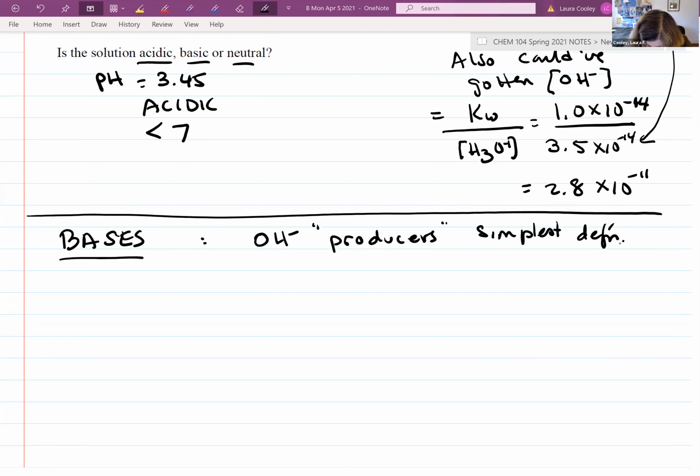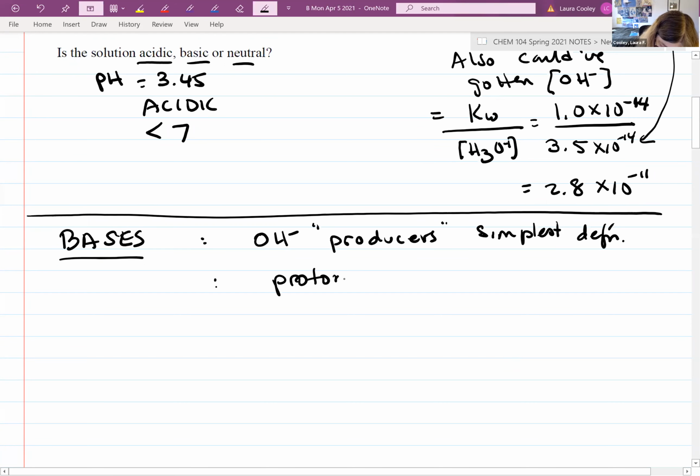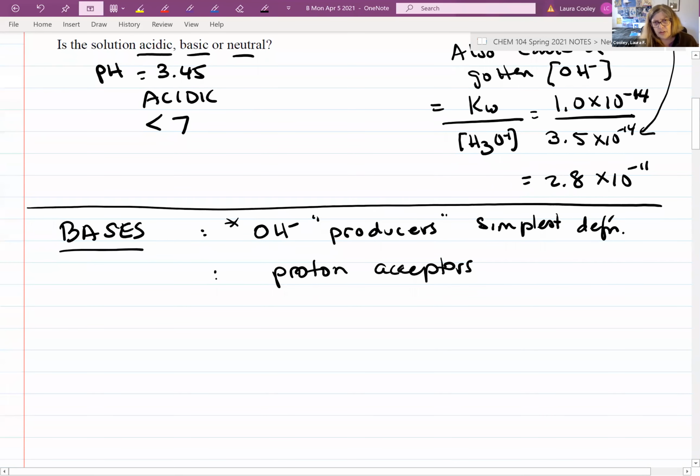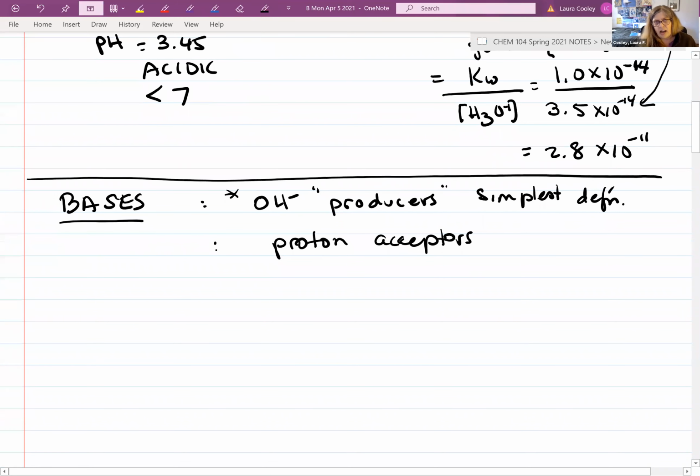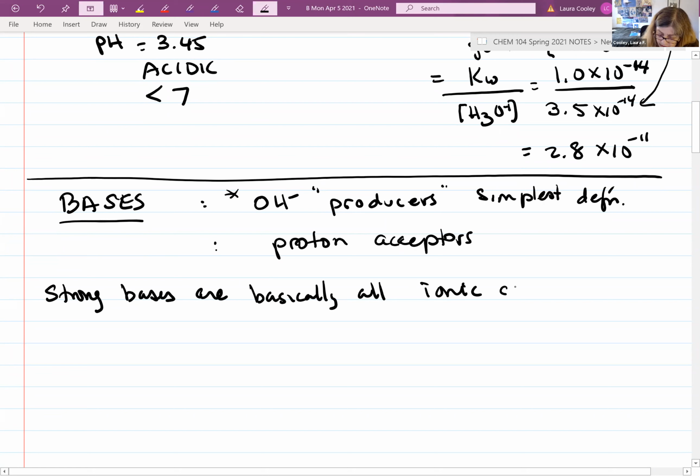But the other definition that's maybe a little more useful is that they are proton acceptors. This definition here, OH minus producers, is perfectly fine for strong bases because they're really all ionic compounds with hydroxide. Okay, so strong bases are basically all ionic compounds with hydroxide as the anion.